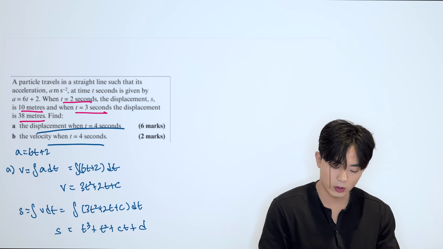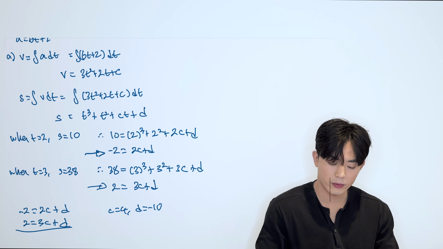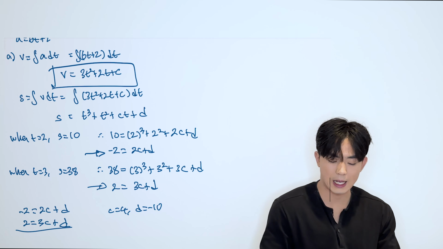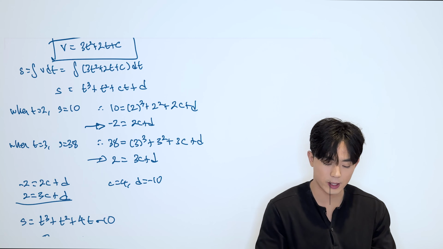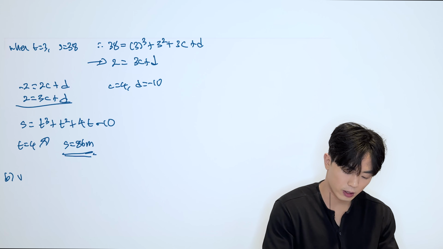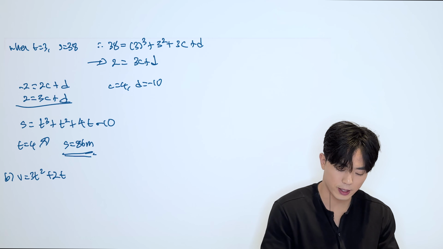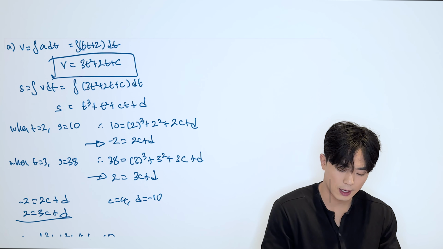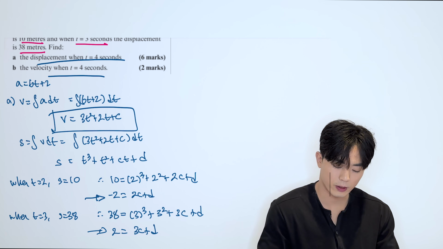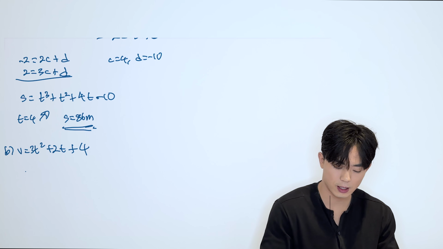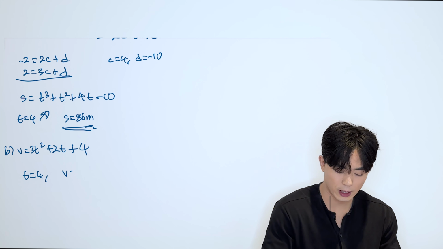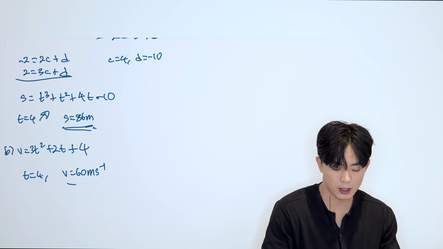Right, part B, the velocity when t is 4. So remember the velocity here, this is the velocity function, right? And we had this plus c, but we found this plus c now. So we can say that velocity is equal to 3t squared plus 2t plus c, which was, remember, 4. And they want us to find that when t is 4, so plugging in t is 4 into here, and you get that velocity is equal to 60 meters per second here.